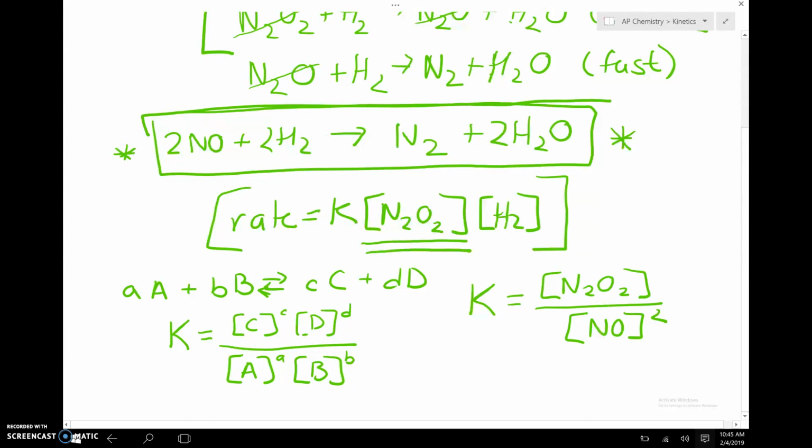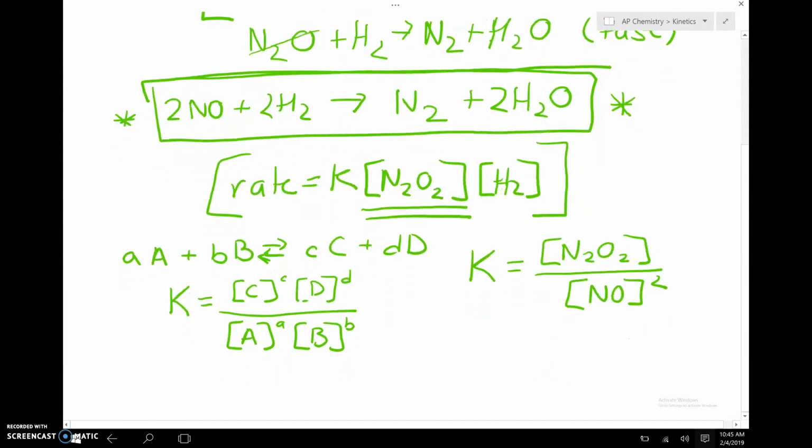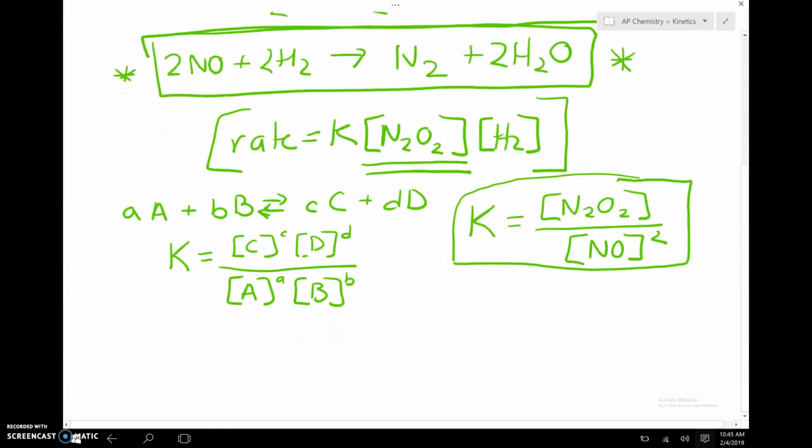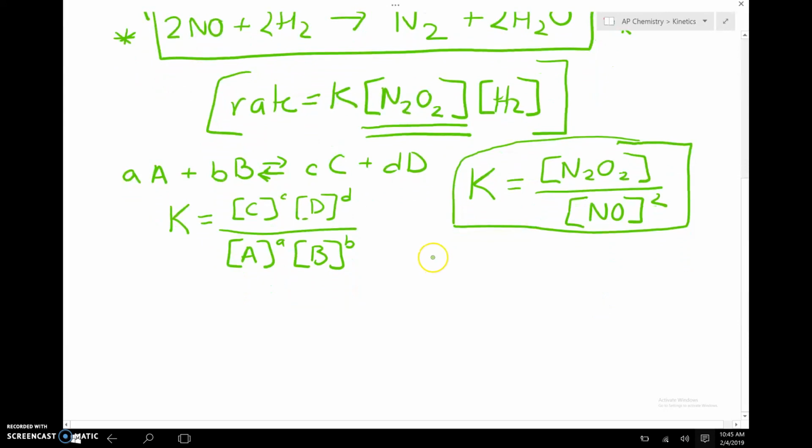Okay, so this is K equals N2O2 over NO squared. Now, I know that the holdup in my rate law was this intermediate, N2O2. That's what I'm trying to get rid of. So what I'm going to do is take this equilibrium expression right here, and rearrange it to solve for N2O2. So algebraically, I'm manipulating this. The concentration of N2O2 is the equilibrium constant times NO squared.